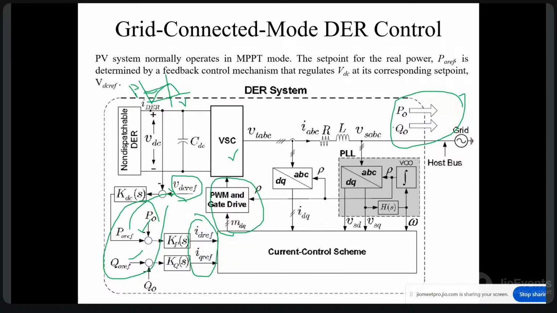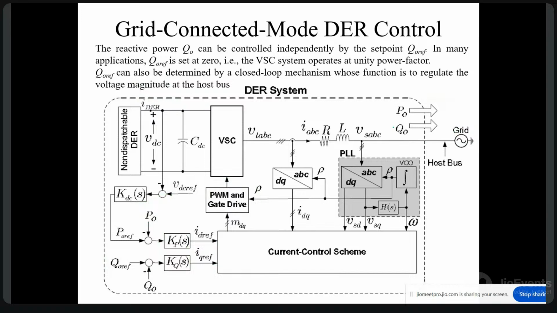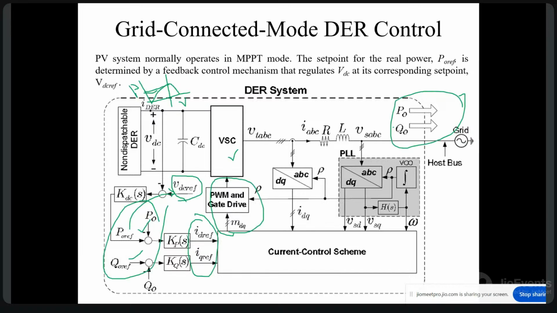So, sir, why is the ABC to DQ transformation required? If you see, it is not strictly necessary. The reason we prefer the DQ transformation is that in case of ABC, we have VA, VB, VC, which are three-phase signals, so they are time varying signals. If you have a time varying signal, a normal PI controller, where the PI gains are represented as KP plus KI by S, is not going to work.